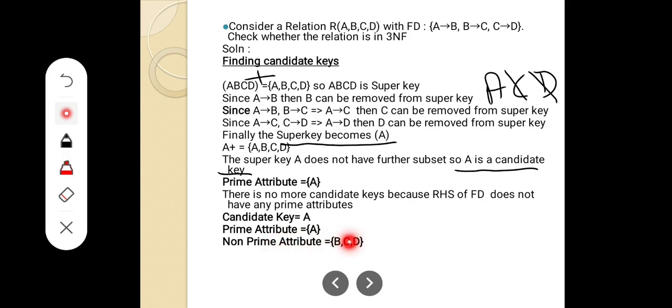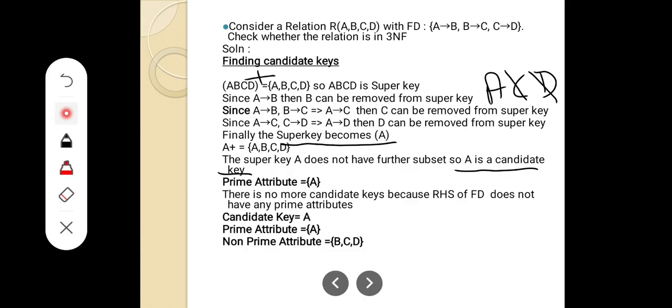What is a non-prime attribute? The attributes which are not a member of the candidate key. The candidate key is A. Which are the remaining ones that are not members of the candidate key? B, C, D. So B, C, D are not members of the candidate key. Okay, fine. So we got all these values.